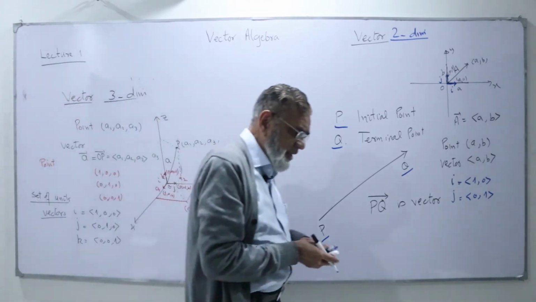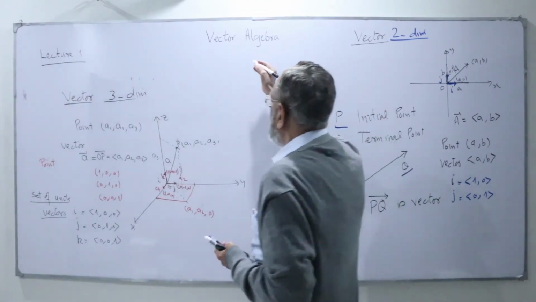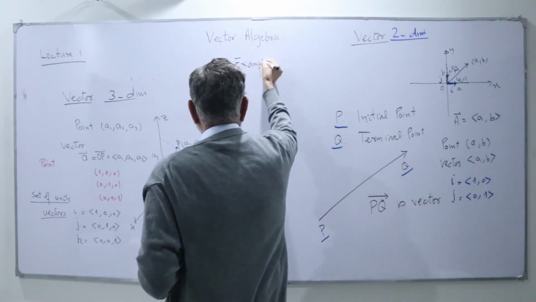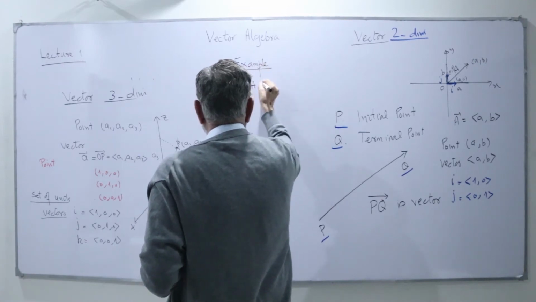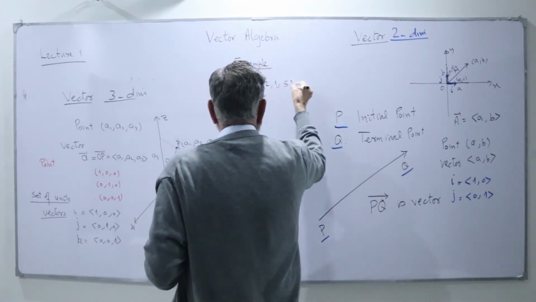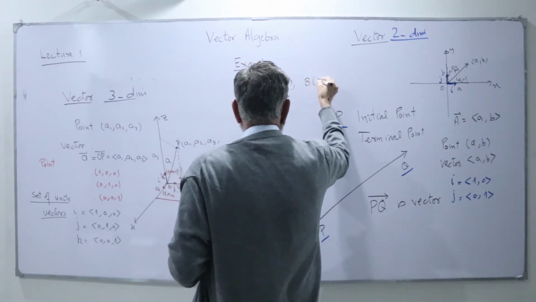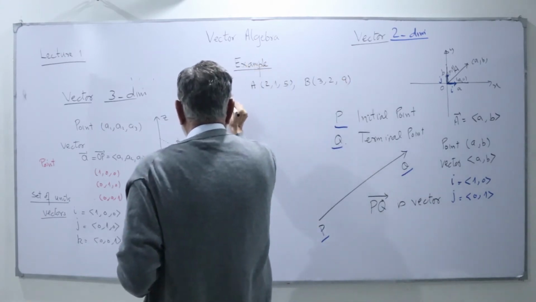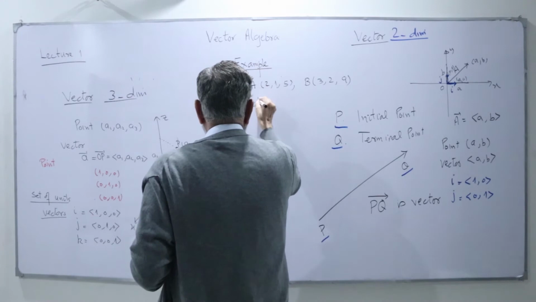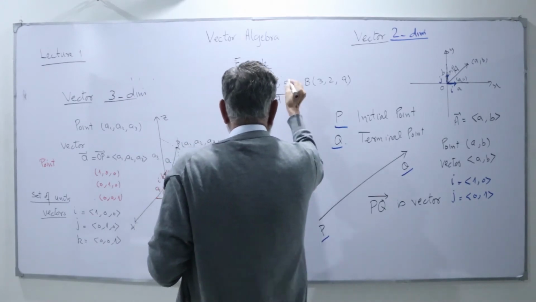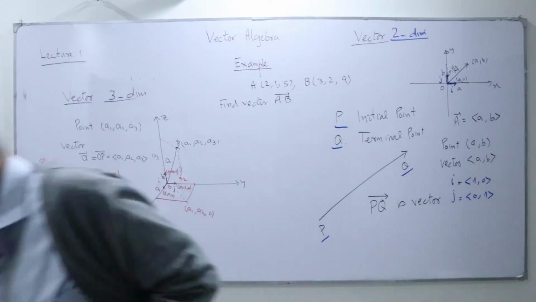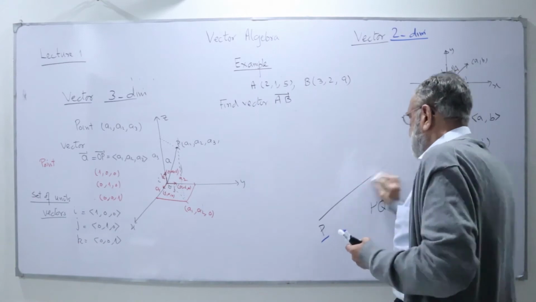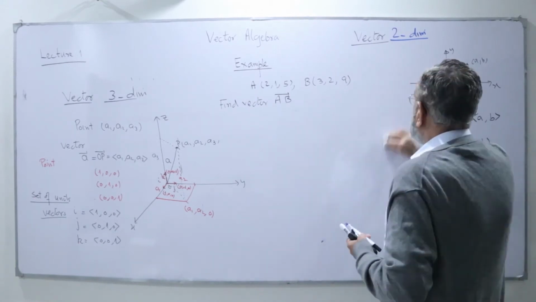Now I'm just mentioning that we have two points, A and B, in 3 dimensions. The coordinates of point A are (2, 1, 5), and point B is (3, 2, 9). Find vector AB. Before defining this vector AB, I would like to mention the idea of how we write the vector when the two points are given. A is the initial point and B is the terminal point.